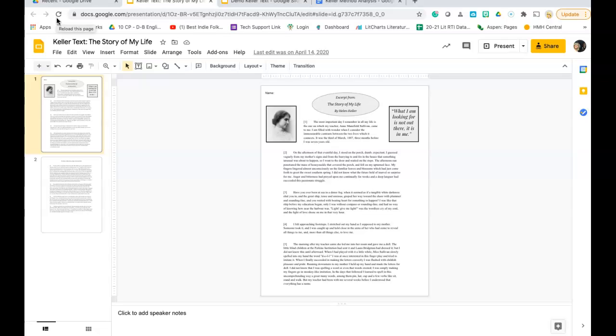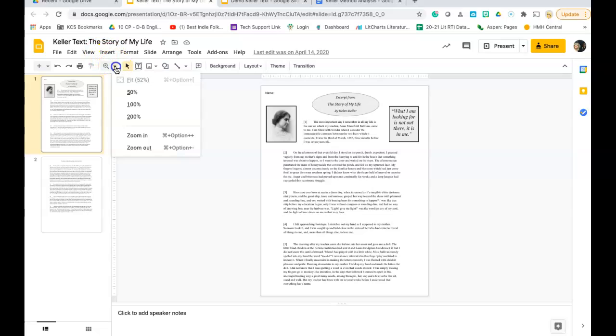I want to give you a quick little overview of what we're going to be doing with the Keller text. My B students yesterday, we did a little of this in class. They're a smaller group, so we got a little bit ahead of our A group. But I'm going to demo what we're looking for in this, okay? When you look at the Keller text, The Story of My Life, that's the title of her autobiography, and this is an excerpt from it.